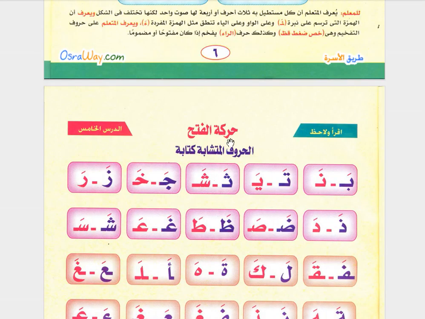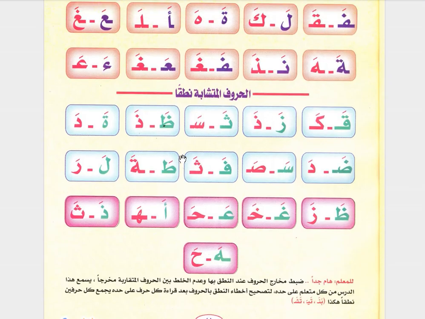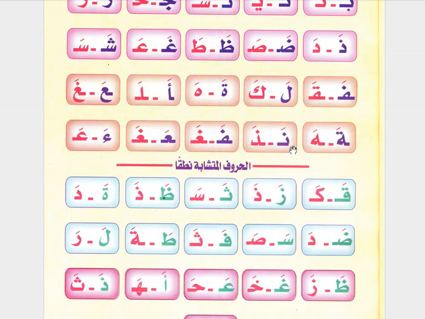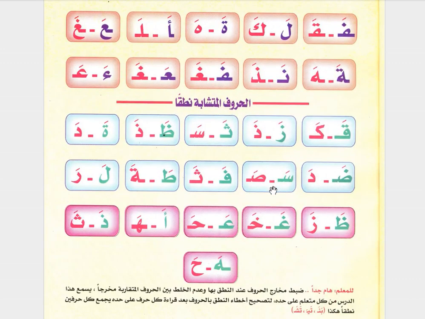We also looked at al-huruf al-mutashabaha kitaban, and then we have al-huruf al-mutashabaha nutqan. So letters that look similar in terms of their writing. If you look at each and every one of these letters, they look very similar. And there are some people, when reciting the Quran, they tend to mix up these letters that look similar. And then we have al-huruf al-mutashabaha nutqan. That means letters that sound similar.